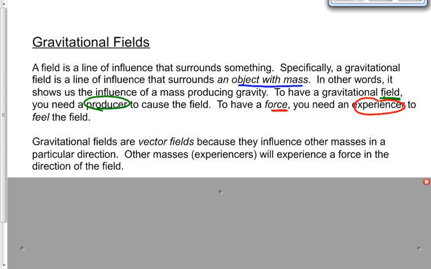The board marker experiences the gravitational field so that the board marker will move down. The board marker will never move up because of gravity. It'll always move down because of gravity. All masses experience a force in the direction of the field, never against the field. Hence, the direction matters. It's a vector field.